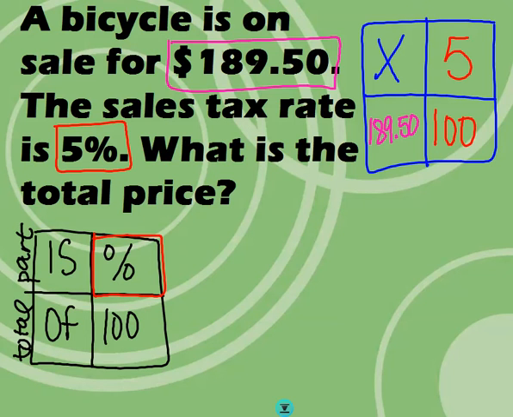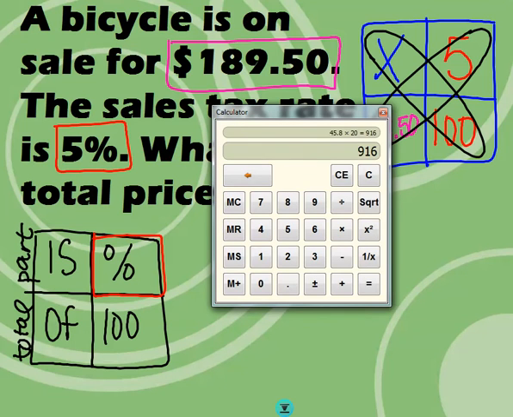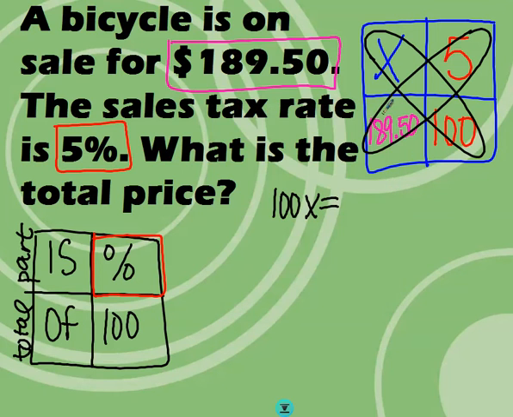The way that we solve this proportion box is just like any other proportion. We're going to cross multiply. So 100 times x is 100x. And we're going to cross multiply to set up the other side of our equation. So 189.50 times 5, and we'll just do that with our calculator. 189.50 times 5 is 947.5. So to solve this equation, it's just a one-step equation.